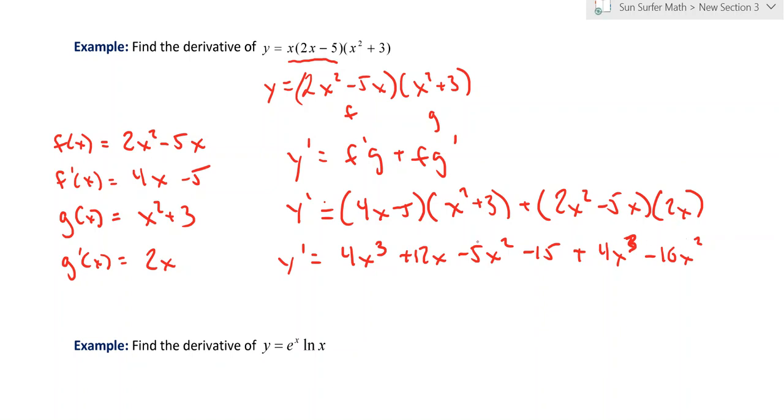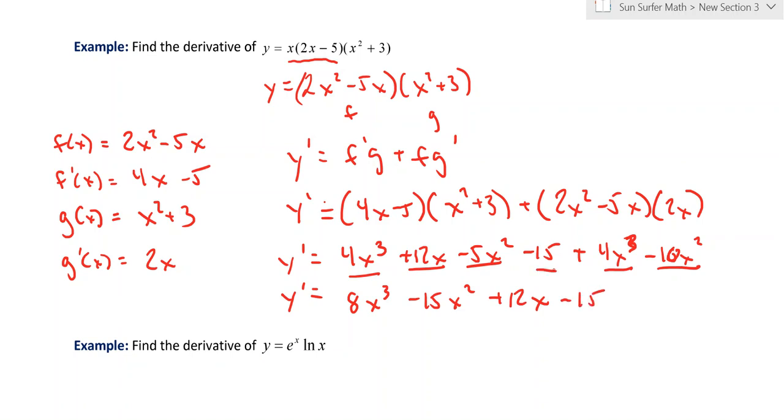And then adding similar terms. We have a 4x cubed and a 4x cubed, which gives me 8x cubed. Then I have a minus 10x squared and a minus 5x squared. So I have a minus 15x squared. And then I have a plus 12x, nothing to add there, and a minus 15. And there's the derivative.